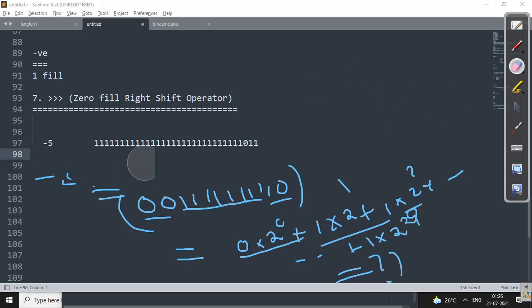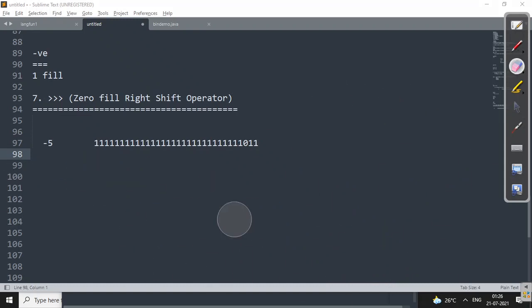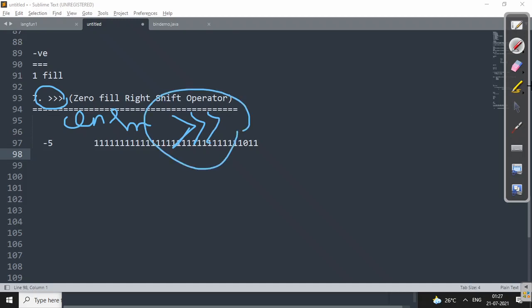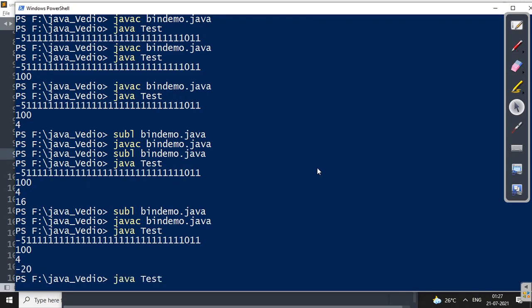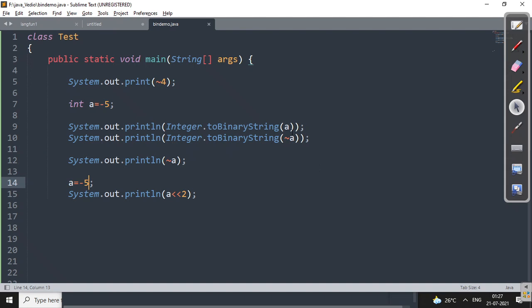Whenever you say 0 filled right shift, this operator can be called unsigned right shift. Let us check this one, and after that we'll conclude the session. Let us cross check that one. Let us go for -5 followed by left shift. Let us talk about right shift. Next one is right shift.